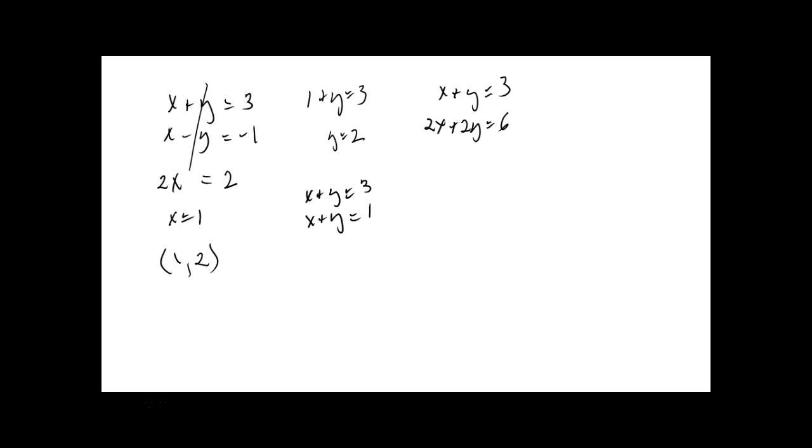We call that an inconsistent system, because it can't happen. And you don't even bother saying independent or dependent because it's inconsistent. We don't even mess with that. So that's an inconsistent system.